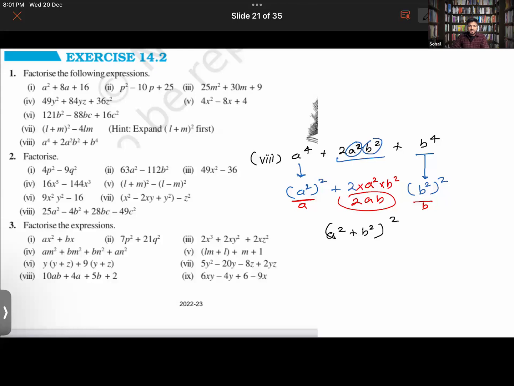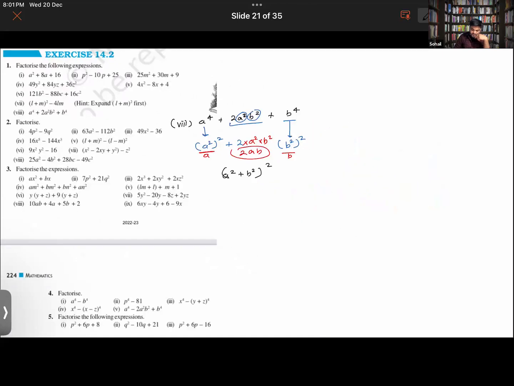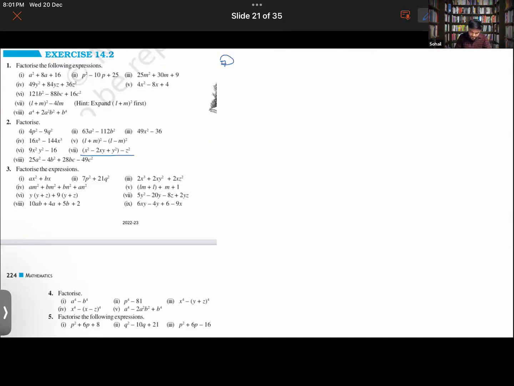Have a brief look at it. Let's not solve it and then find it. Okay, question number 7, this one. So let's solve this one. Aram, you also look at question number 7. This one here.